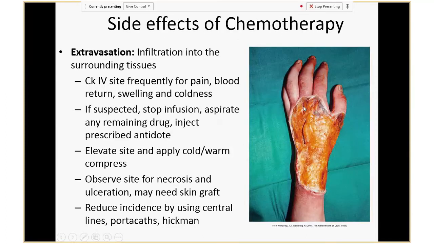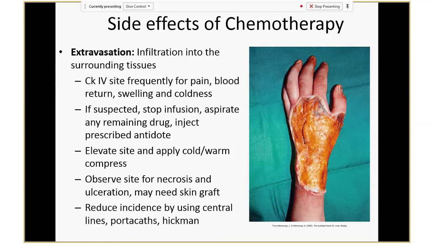Extravasation is when the chemotherapy is going through the hand or a peripheral area and it actually gets infiltrated. This is why we check this frequently during IV medication administration, but especially during chemotherapy. You'll be watching at least every 15 minutes, if not more often, to make sure that they are not getting extravasation.